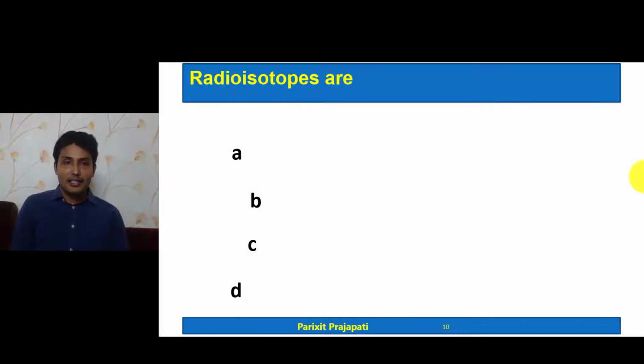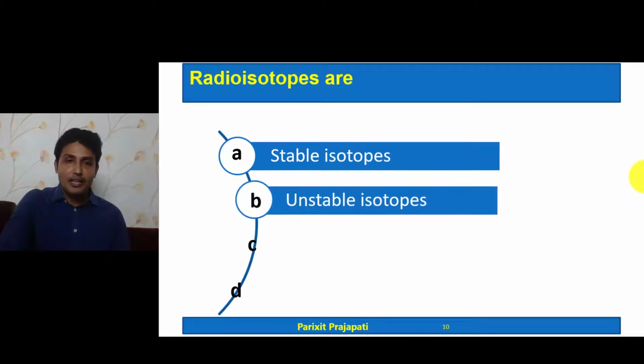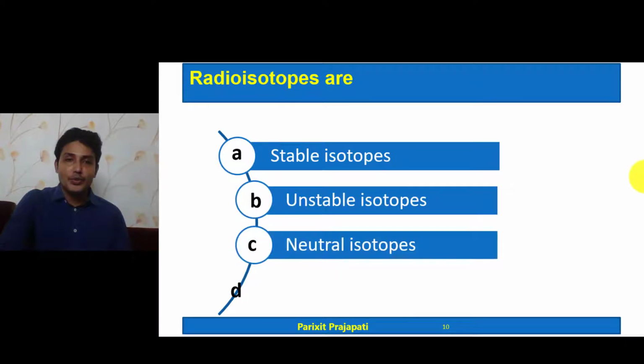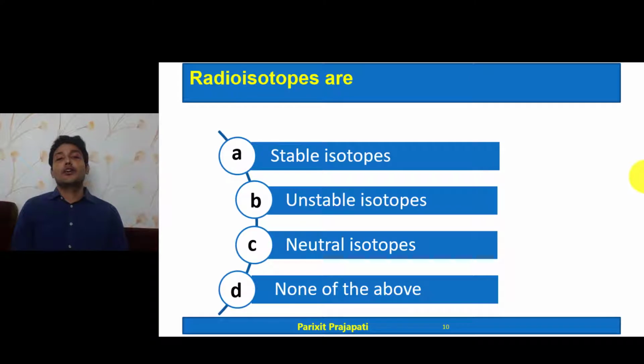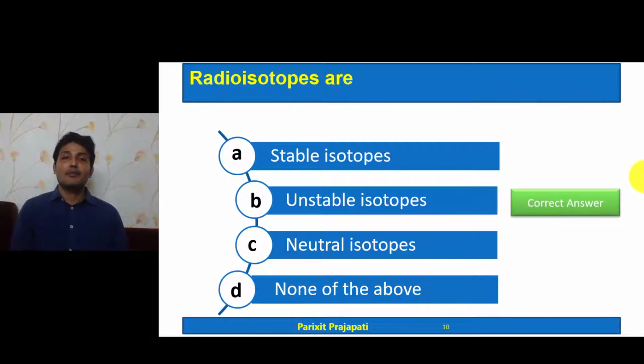Now let's take one basic and simple question. What are radioisotopes? Are radioisotopes stable isotopes, unstable isotopes, neutral isotopes, or none of the above? So now we know that radioisotopes are not stable, they are unstable isotopes. So the correct answer is unstable isotopes.